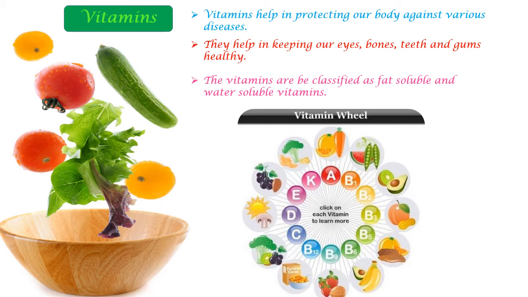Here we can check out this vitamin wheel. Can you see there are different alphabets given with numbers here? These are the different types of vitamins present in the body: A, vitamin B1, vitamin B2, B3, B5, B6, B9, B12, vitamin C, D, E, K. So many vitamins are present in our body, and these vitamins are categorized as fat soluble and water soluble. Now let us see which are fat soluble vitamins and which are water soluble vitamins.